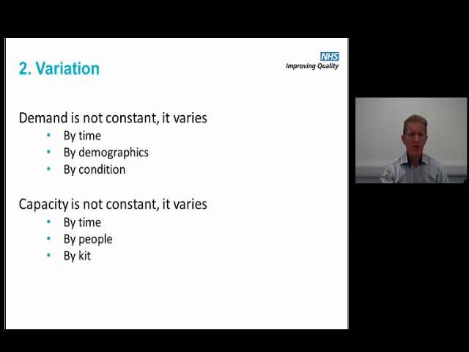Now we know that our demand is not constant. It varies. It varies by time, so by day of the week, by hour of the day. It varies by demographics, by age, by sex, by ethnicity, and it also varies by condition and in many other ways. But also our capacity varies. It varies by time, by people, by our members of staff, and also by kit. Staff take holidays, take half days, take study leave, and our equipment may be down for repair or being serviced. And it's actually this variation and the mismatch between the demand and capacity that generates the queue.